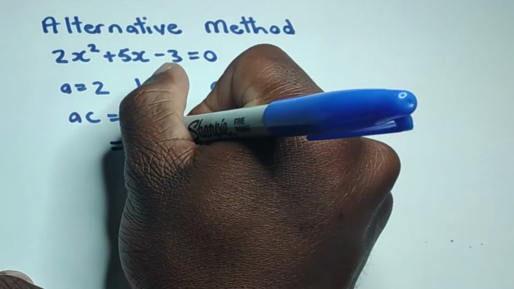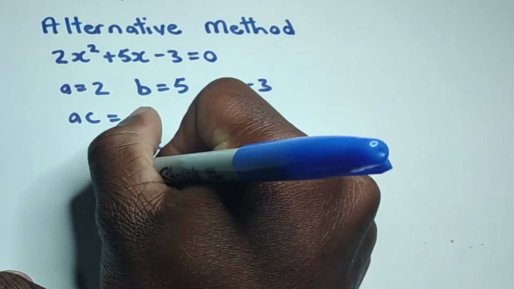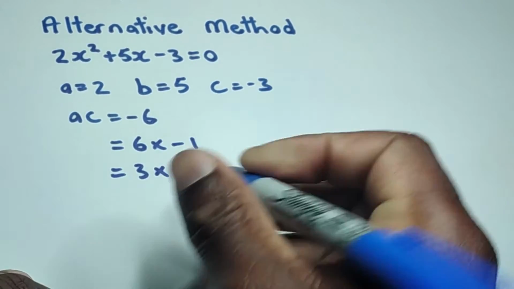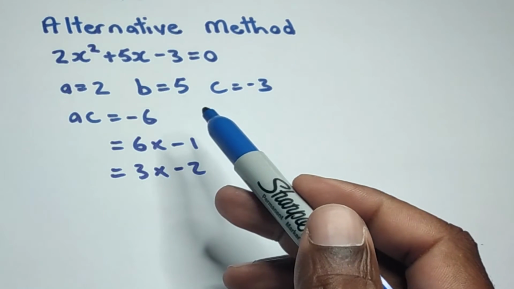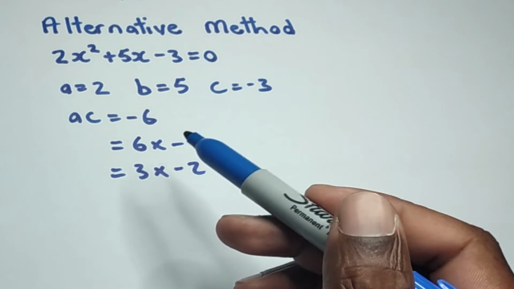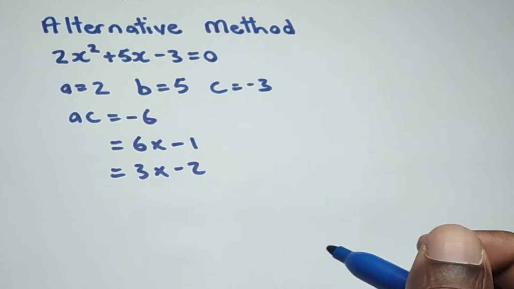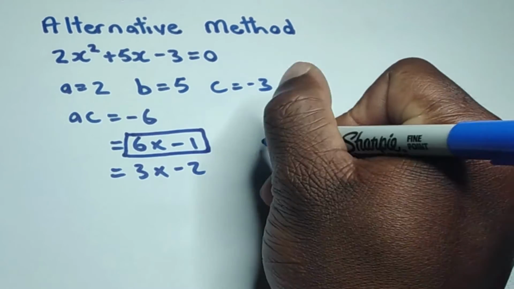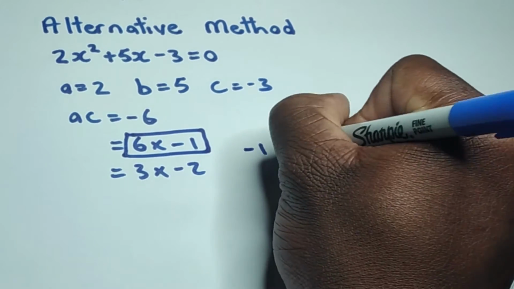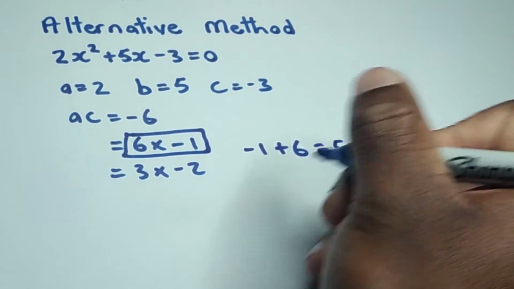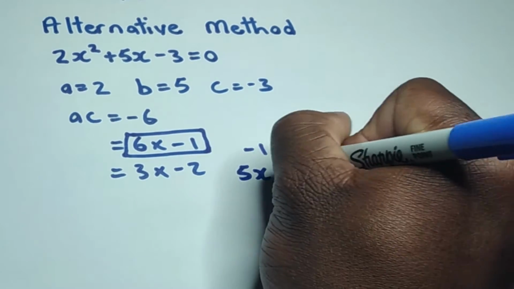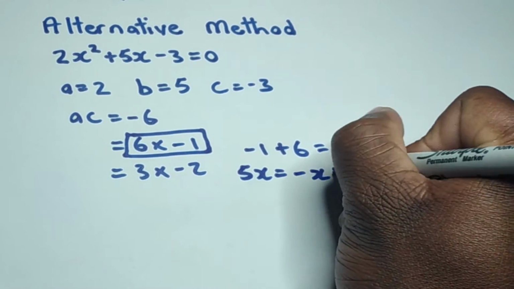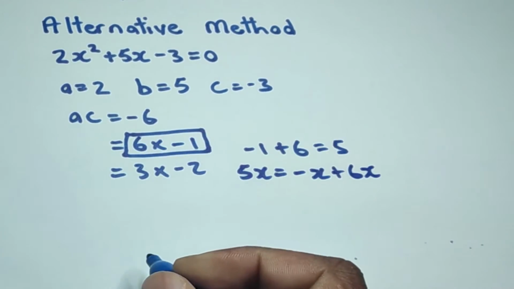So right away, we know that our B value is a positive value, so the bigger number must be positive. All right, so 6 times negative 1 will give us negative 6, and we also know that 3 times negative 2 will also give us negative 6. All right, so which of these can we add or subtract to give us our positive 5? Of course, it would be this right here. Because look at this, if we have negative 1 plus 6, that gives us positive 5. All right, so we are going to rewrite 5x as negative x, which is the same thing as negative 1x, plus 6x. Same thing as 5x.